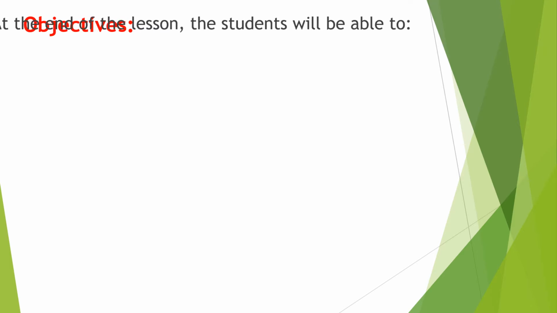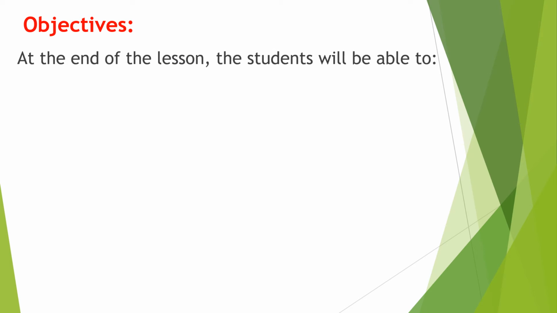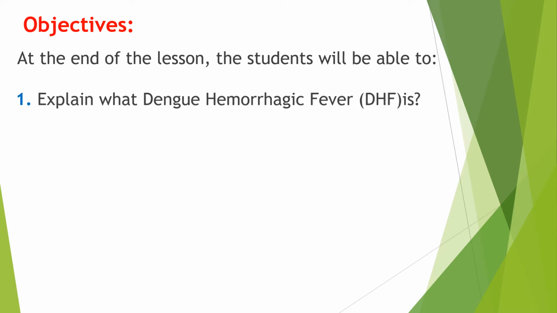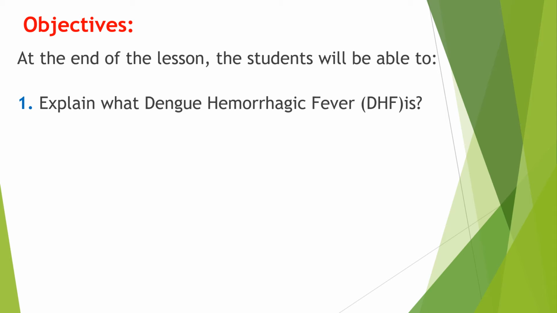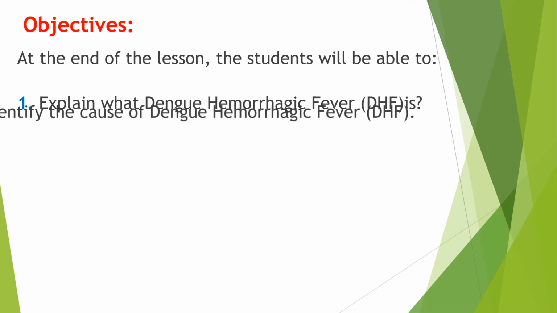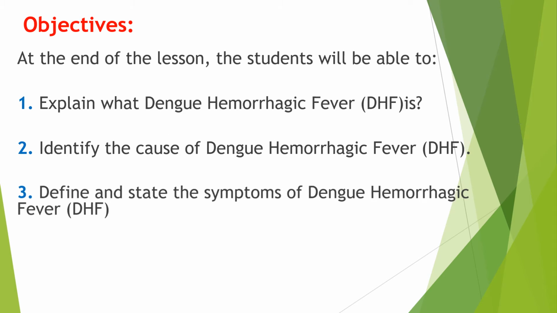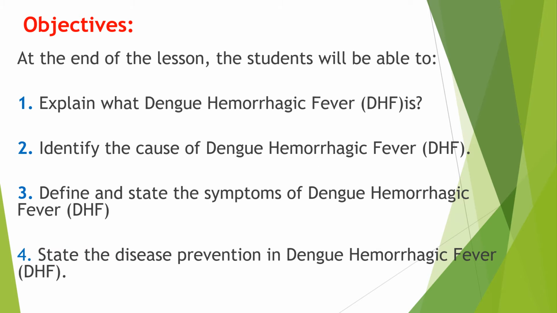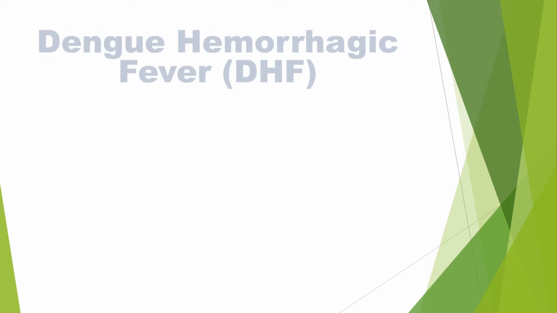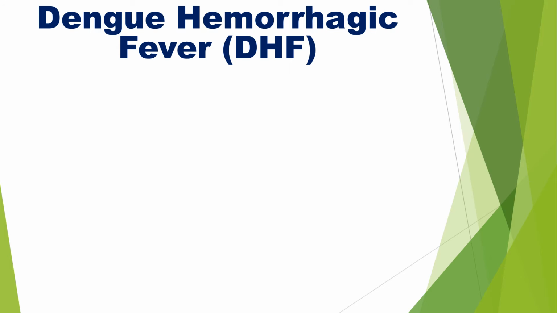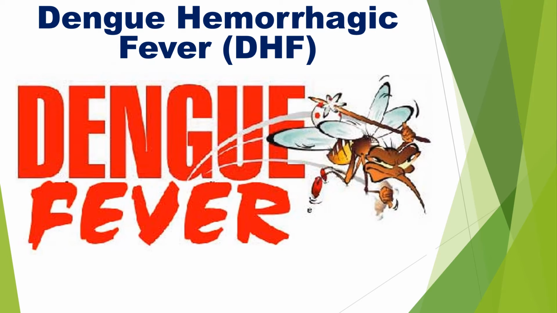Objectives. At the end of the lesson, the students will be able to first, explain what dengue hemorrhagic fever is. Second, identify the cause of dengue hemorrhagic fever. Third, define and state the symptoms of dengue hemorrhagic fever. Fourth, state the disease prevention in dengue hemorrhagic fever. Let's talk about it. What is dengue hemorrhagic fever?